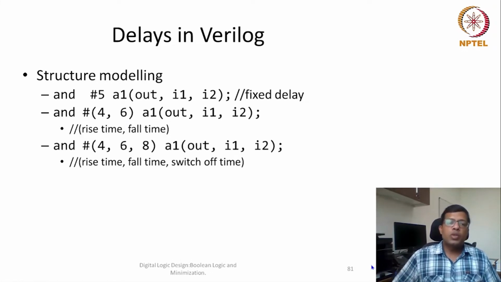There could be a third parameter to delay also, that is rise time, fall time and switch off time. Switch off time is a special case which we have not considered so far. If the output is neither high nor low, but it is at a high impedance, or it is disconnected, or switched off, then how much time it will take to go from switch off into the state of 0 or the state of 1 is called switch off time.